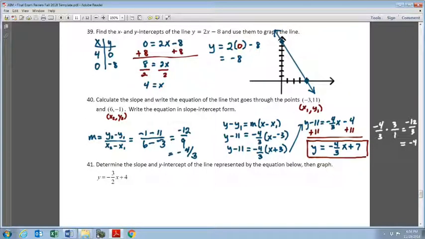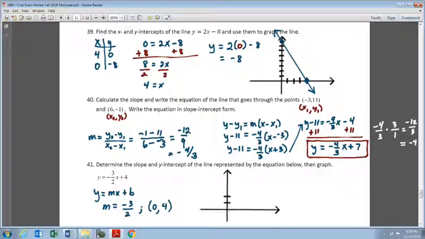All right, last problem here. We're supposed to determine the slope and y-intercept. So this is in slope-intercept form. So our slope here is negative 3/2, and our y-intercept is 0, 4. That's all we need to graph the line.